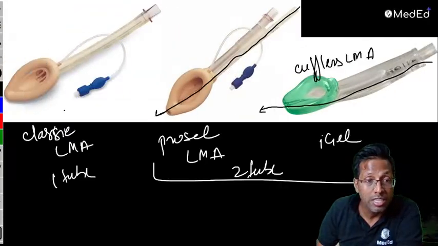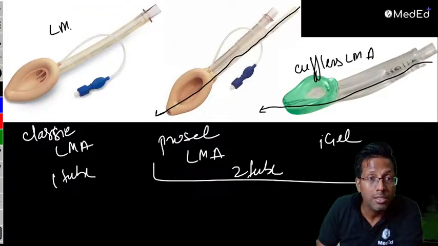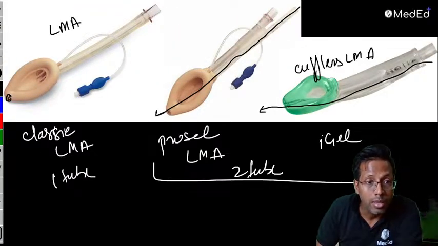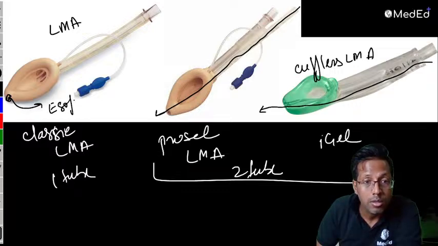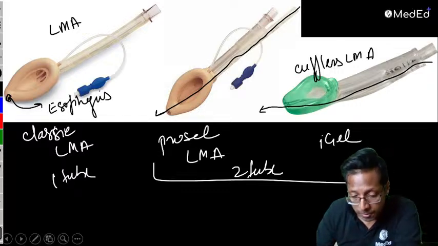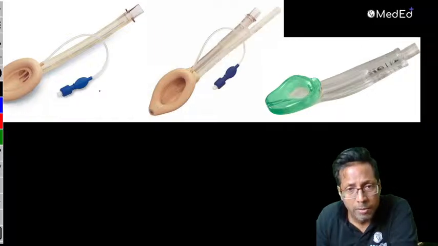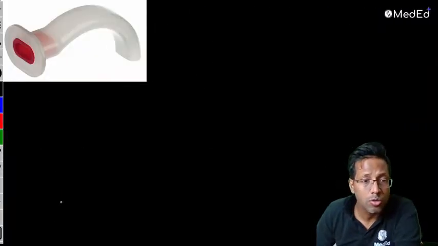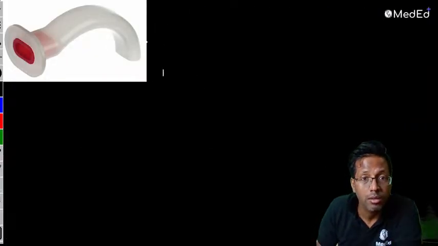And the tip of the LMA, guys, remember, lies at the esophagus. It's a laryngeal mask airway, and the tip lies at the esophagus. Okay, the tip of the LMA. Clear? Next, this is what is called the oropharyngeal airway.